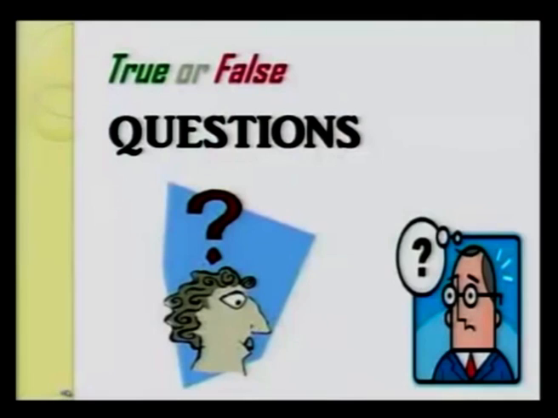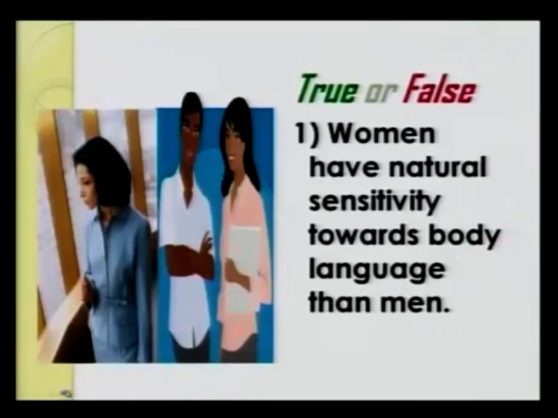Fine. So, let us start with the first question. As I said, the questions are basically true or false types. So, we will start with the first one. You just have to say true or false. Look at the question. Women have natural sensitivity towards body language than men. I repeat, women have natural sensitivity towards body language than men.